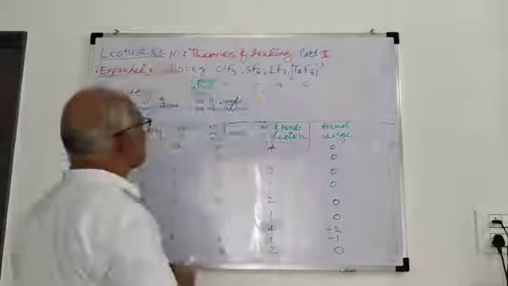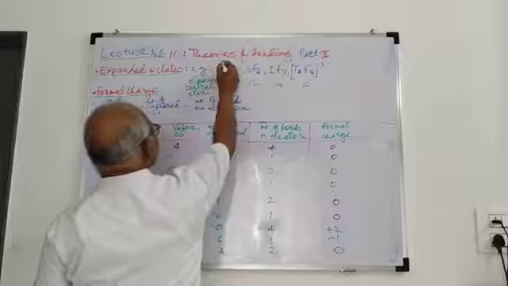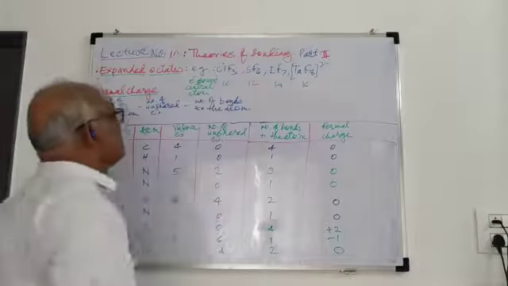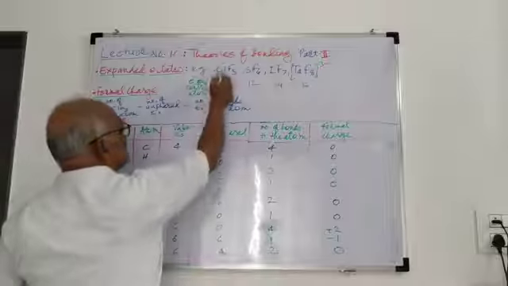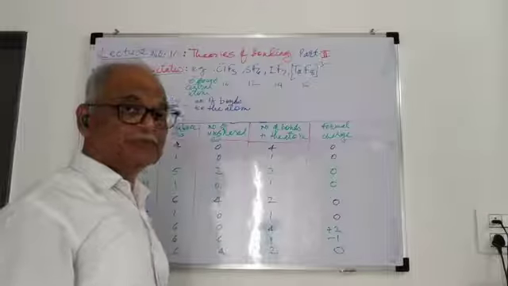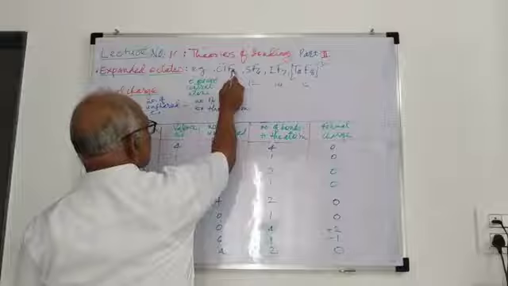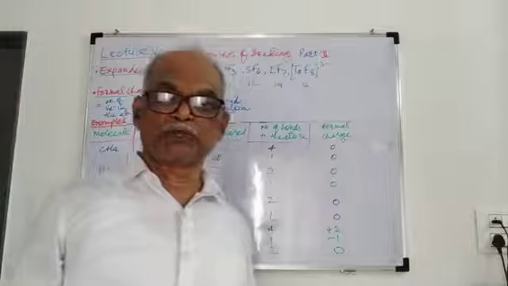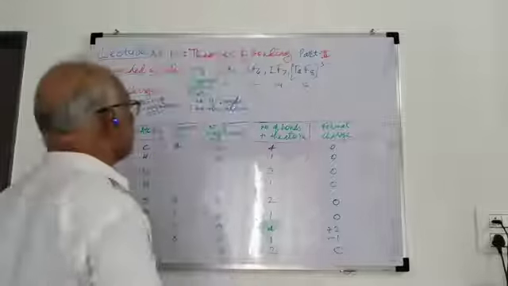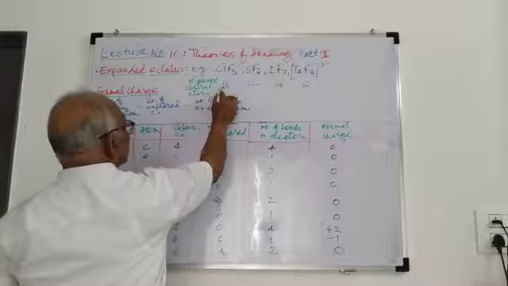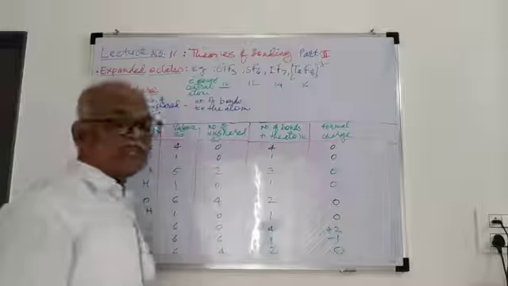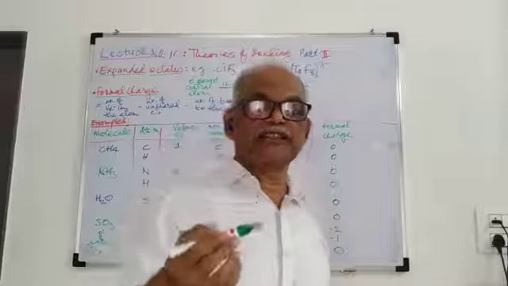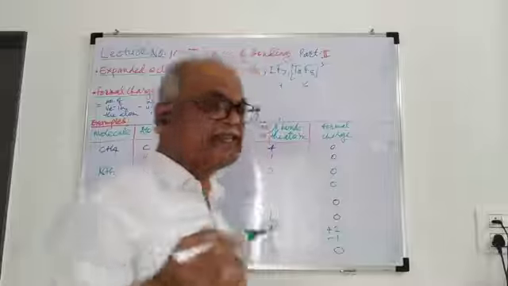So this ClF3 has two lone pairs and 3 bond pairs. So these 3 bond pairs means 3 into 2, that is 6, and the 4 electrons make 10 electrons. So that is the expansion, means it becomes greater than the octet, that is 8 electrons.